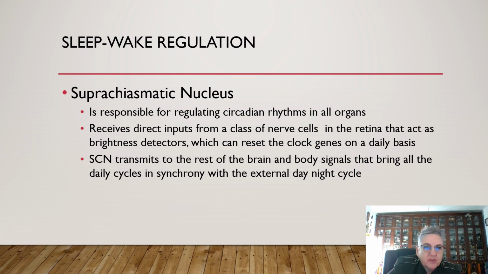Let's talk a little bit about the suprachiasmatic nucleus, which I can never say right. It's responsible for regulating the circadian rhythms in all of our organs. It receives direct inputs from a class of nerves in the retina that act as brightness detectors and which can reset the clock genes on a daily basis. The suprachiasmatic nucleus transmits to the rest of the brain and body signals that bring all the daily cycles into synchrony with the external day-night cycle.